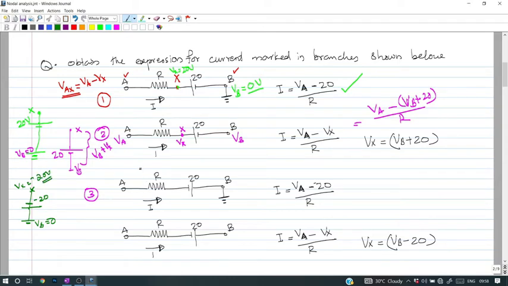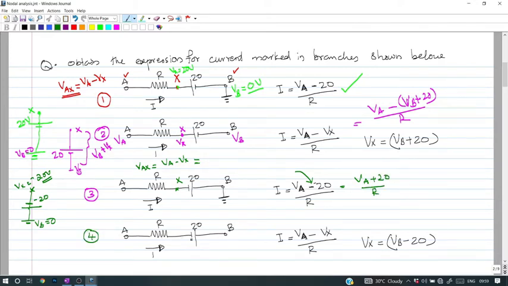So what is this potential? VAX, say this point is X. What is VAX? VAX is equal to VA minus Vx. What is Vx? Vx is obtained as minus 20. So that is substituted over here, which is equal to VA minus 20 plus 20 will come divided by R.